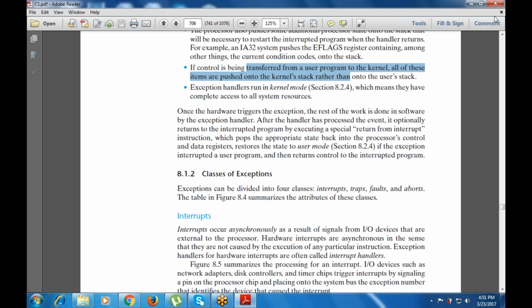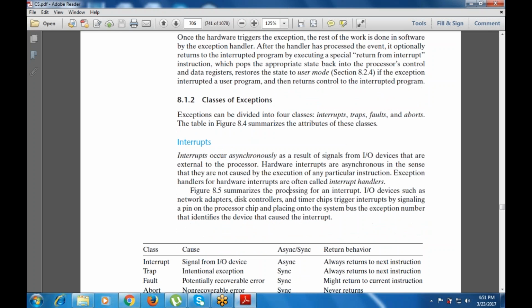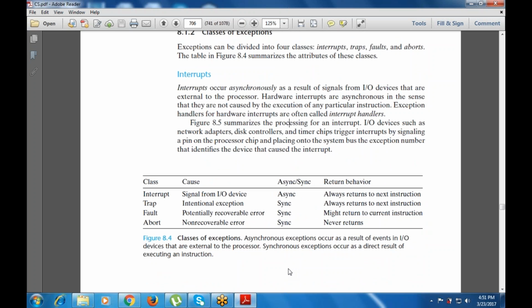Now interrupts occur asynchronously as a result of signals from input-output devices that are external to the processor. Interrupts are asynchronous in the sense that they are not caused by the execution of a particular instruction. The handlers for hardware interrupts are known as interrupt handlers. This figure shows the various classes of exceptions.